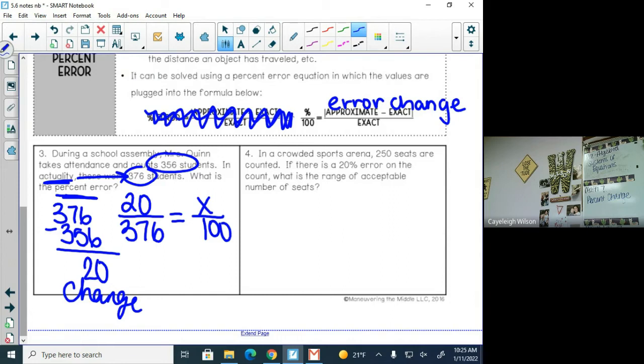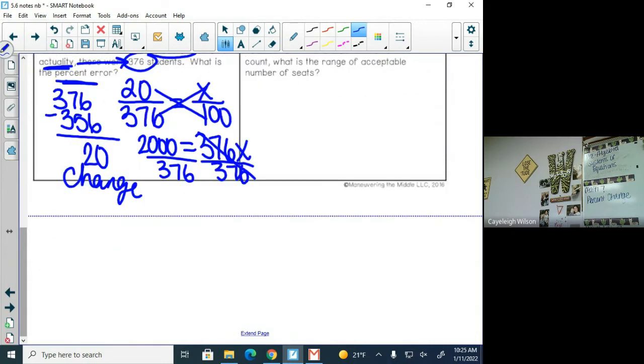So now it's what we've been doing. 20 times 100 is 2,000 equals 376x. Divide by 376, and we're going to round to 1 decimal place unless it says something different. Okay, so on our calculator, we get 5.319, blah, blah, blah.